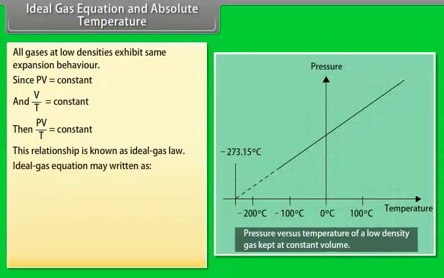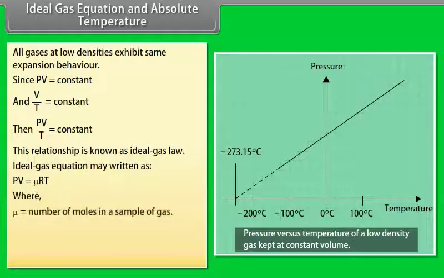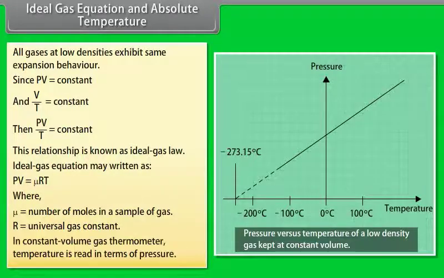Ideal gas equation may be written as PV is equal to mu RT, where mu is equal to the number of moles in a sample of gas and R is equal to the universal gas constant. In a constant volume gas thermometer, temperature is read in terms of pressure.